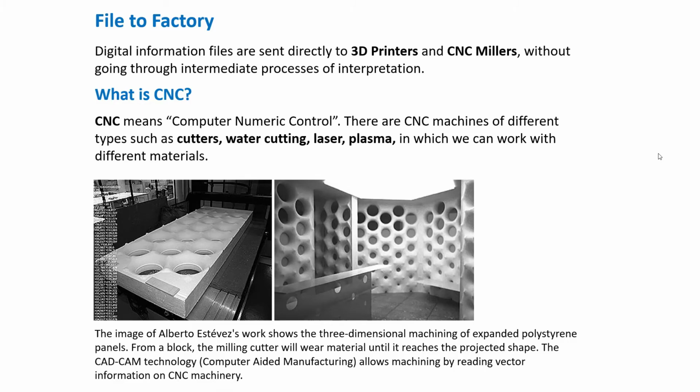In a BIM software, you can save the so-called file to factory. Digital information files are sent directly to 3D printers and CNC millers. CNC means computer numeric control. These are CNC machines of different types such as cutters, water cutting, laser, plasma, in which we can work with different materials. We'll see 3 case studies.